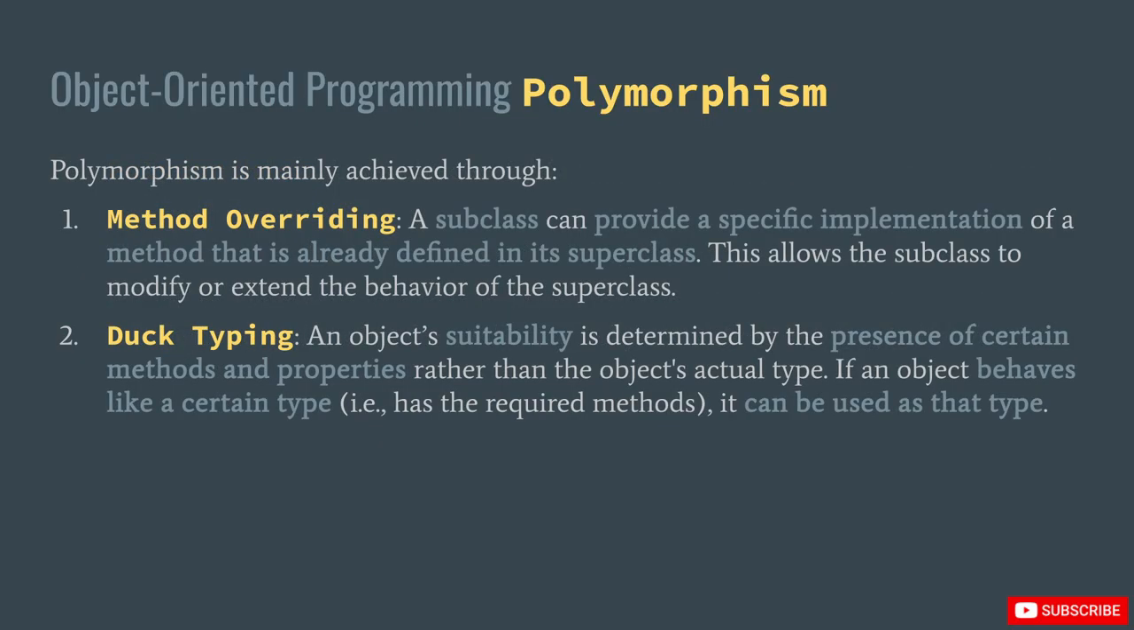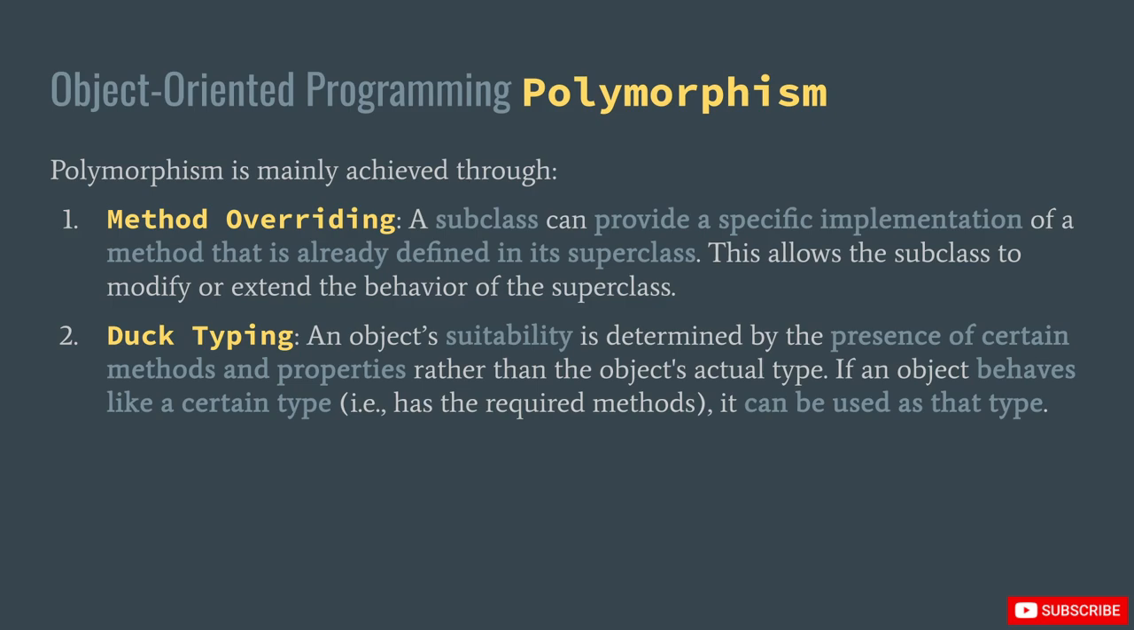Polymorphism is primarily achieved through two key concepts: method overriding and duck typing. Method overriding allows a subclass to provide its own implementation of a method that's already defined in its superclass. This enables the subclass to modify or extend the behavior inherited from the superclass, offering greater flexibility.